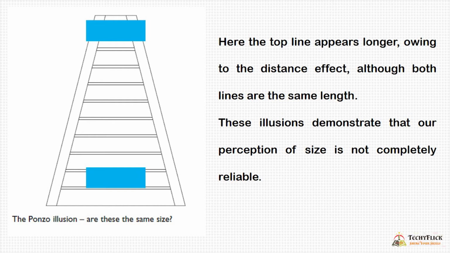Here, the top line appears longer owing to the distance effect, although both lines are the same length. These illusions demonstrate that our perception of size is not completely reliable.